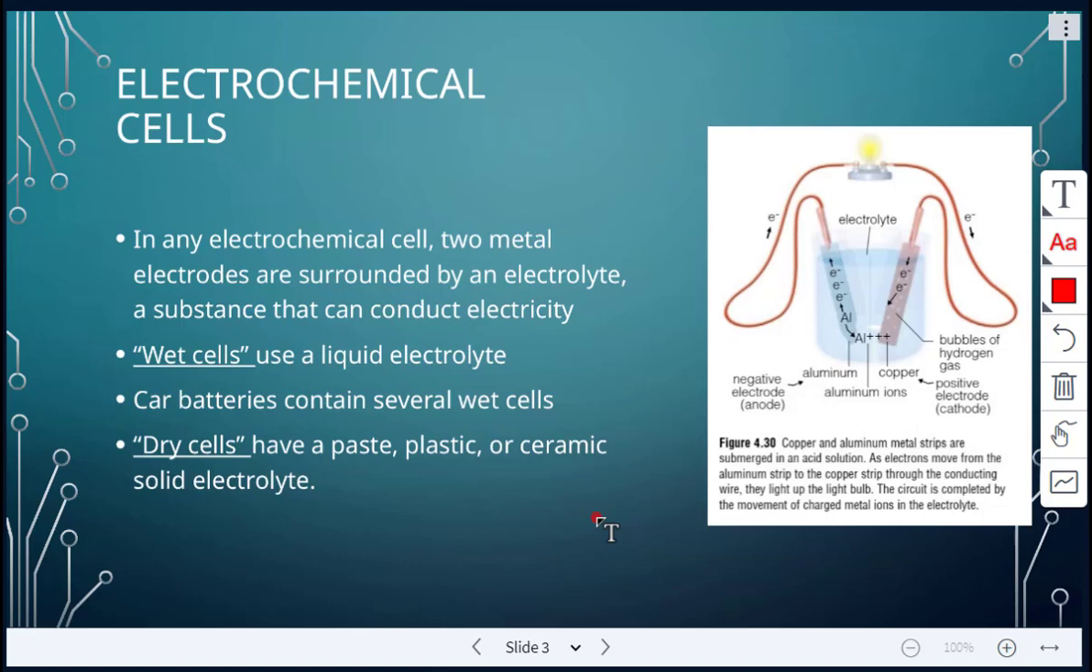In a wet cell, it's a liquid electrolyte. So such as car batteries, they will contain several wet cells, and it is a liquid electrolyte. And then dry cells, they have a paste or plastic or ceramic solid electrolyte. All right, so that's what a typical electrochemical cell contains. So we've got the electrodes and we've got the electrolyte.